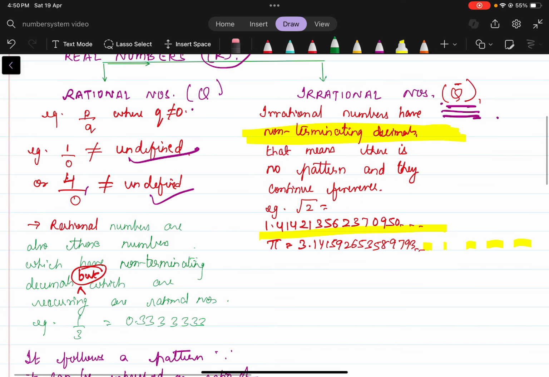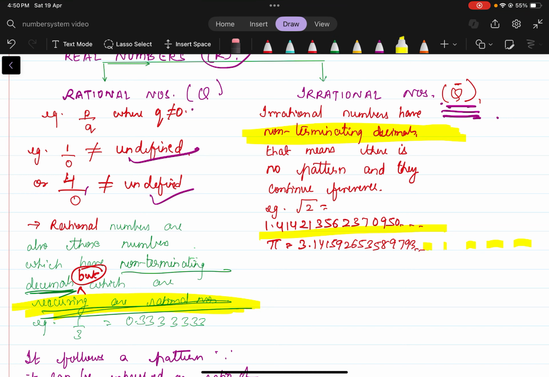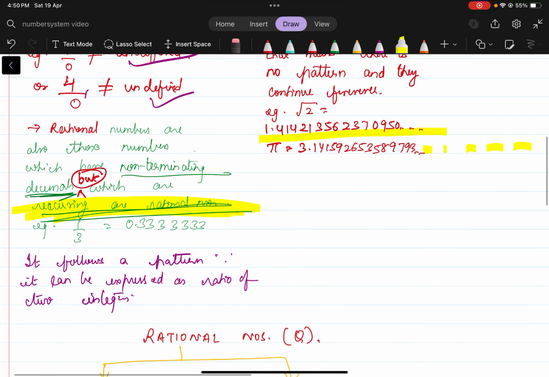Now, rational numbers can also have non-terminating decimals, but they are recurring. Example, 1 by 3. It follows a pattern and it can be expressed as a ratio of 2 integers.